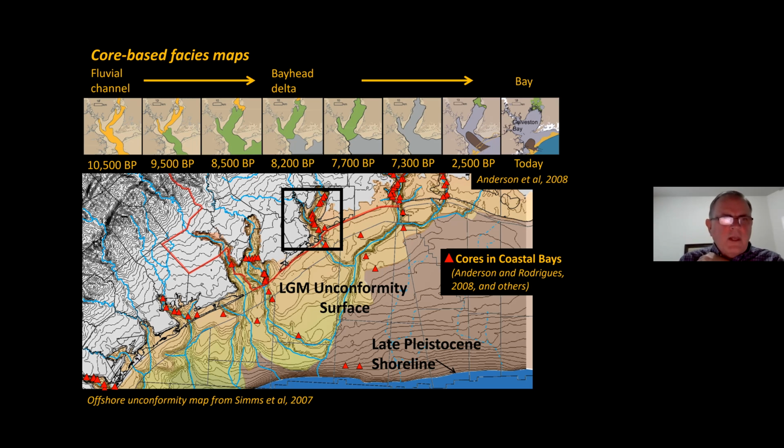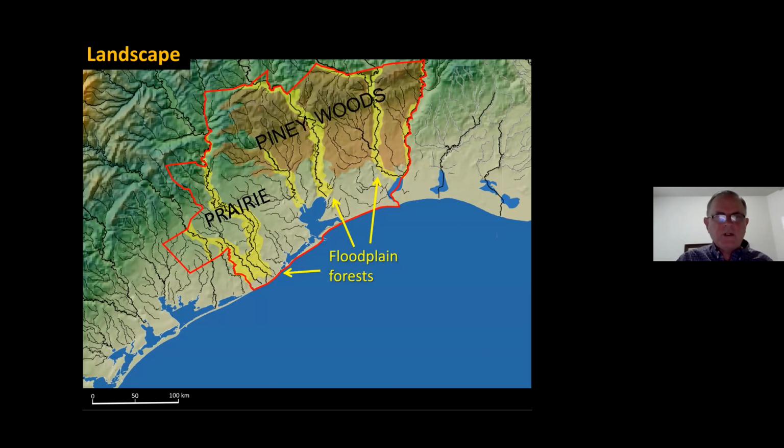So off to the left at 2,500, as you can see, that first map, it's just strictly a fluvial channel. And then by, say, in the middle, 8,200, you see in green a bayhead delta starting to fill the thing in, but the bay itself is moving landward. And by the present day, which is off to the right, you can see that the bayhead delta is where the Trinity Delta is today. And you've got an open water bay situation.